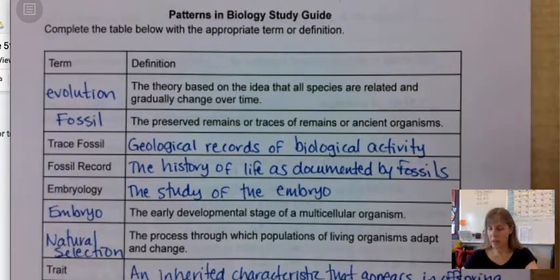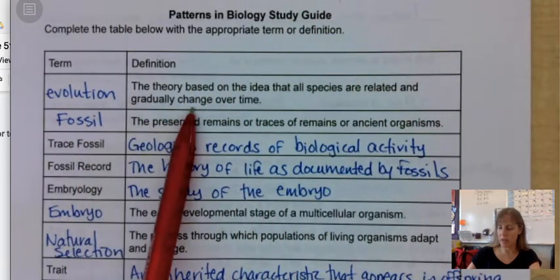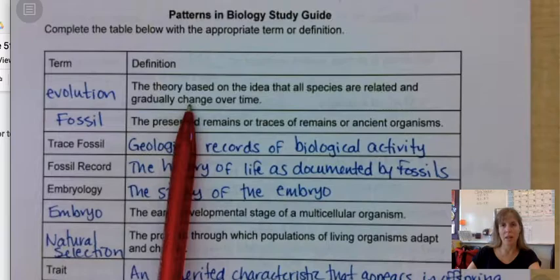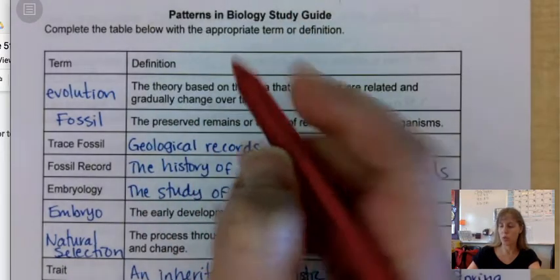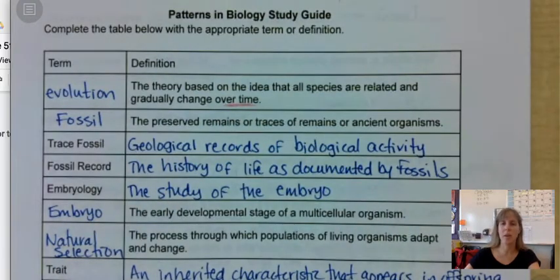So we're going to start at the top with Patterns in Biology Study Guide. Our first term is evolution. The definition is the theory based on the idea that all species are related and gradually change over time. This is really important here, this over time piece. This doesn't just happen overnight. You and I can't just decide to grow fur or decide to grow long fangs or decide to change. This happens generation after generation after generation after generation, right? It takes a long time.